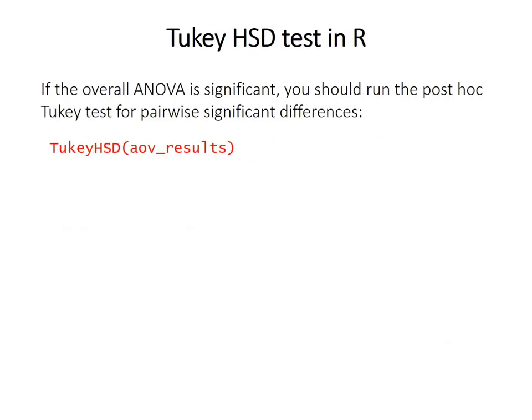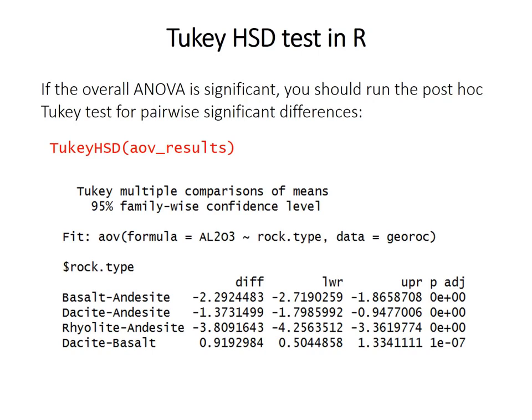So if you get a significant result with your overall ANOVA, you should next run the Tukey test. That's the second reason why you need to store your ANOVA results as a variable, because the Tukey test operates on those ANOVA results as its input. So you basically just say TukeyHSD, note the capitalization, and then in parentheses put in the results from the ANOVA. What you'll get is something that looks like this.